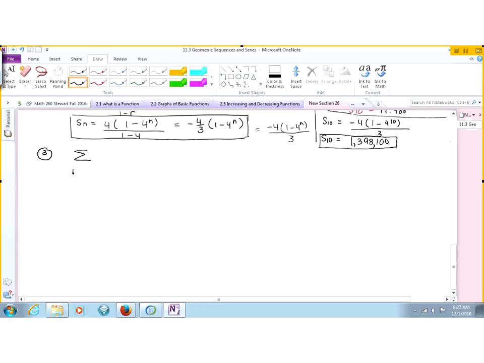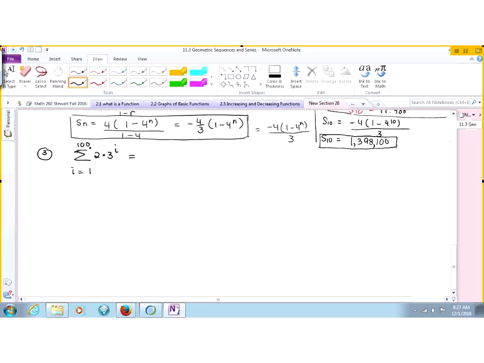Sigma i goes from 1 through 100 of 2 times 3 to the i. This is a big number. So what I'll do here, I'm just going to write down the terms.